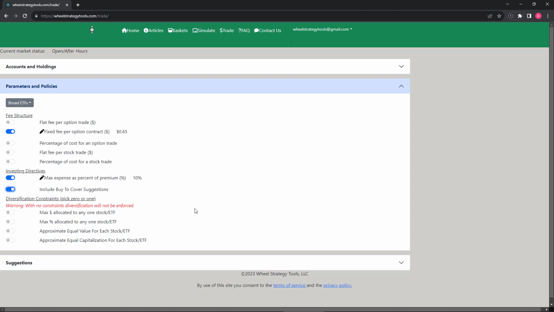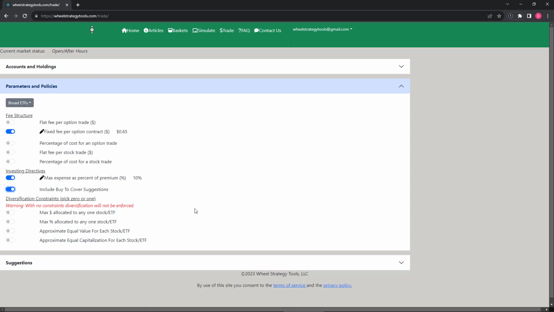One of these constraints is that positions don't get overinvested in just 1 or 2 stocks or ETFs. Without a diversification constraint, Wheel Strategy Tools would simply seek out the highest yielding put and call options at any given time and direct all of the resources of a portfolio to them. For most investors, it's prudent to not put all your eggs in one basket, and the diversification constraints let you do that. Diversification constraints are mutually exclusive. That is, you must select at most one of them.